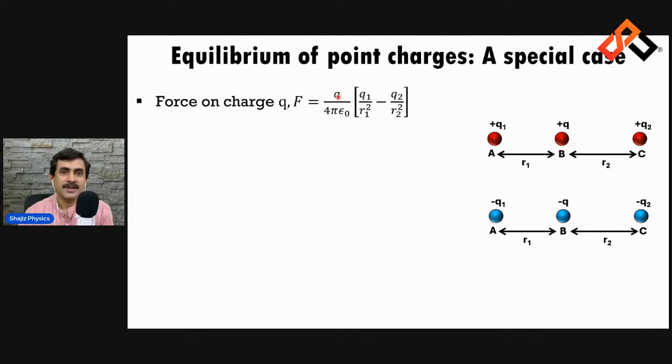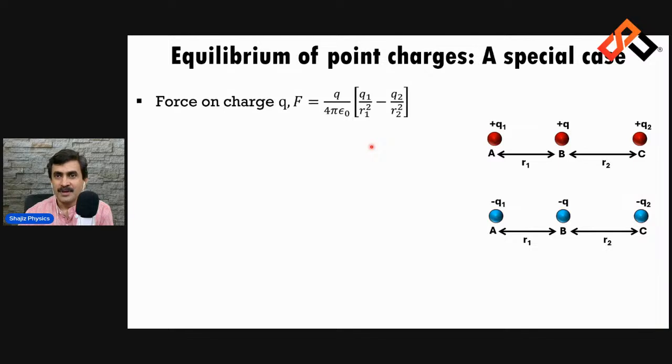Okay, now that is given by, see, Q1 will exert a force on Q in the positive x direction. That is 1 by 4 pi epsilon 0 into Q into Q1 divided by R1 square. Now, Q2 will exert a force on Q along the negative x direction, so that equation will be 1 by 4 pi epsilon 0 into Q2 by R2 square with a negative sign. Taking the common factors outside, we can write Q by 4 pi epsilon 0 into Q1 by R1 square minus Q2 by R2 square.